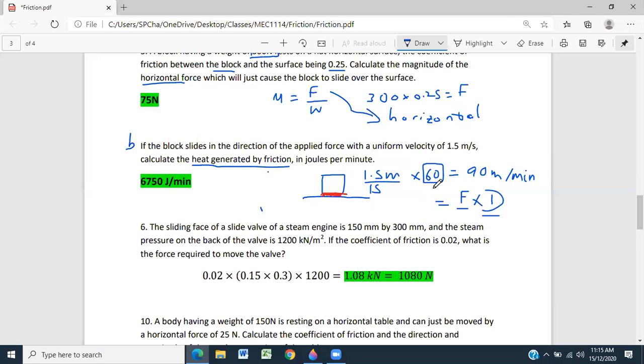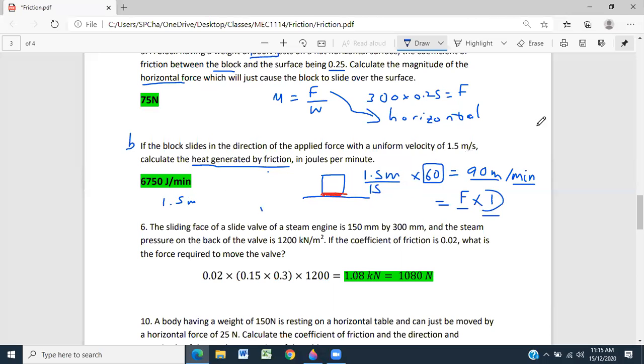Do you get converting meters per second to minutes? If in 1 second we move 1.5 meters, then for 1 minute we move 60 of these. We move 60 times 1.5, which is 90. We move 90 meters every minute.